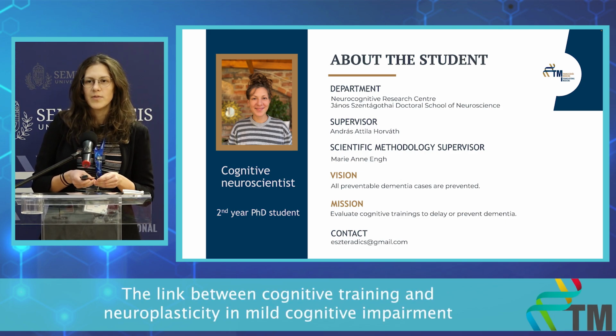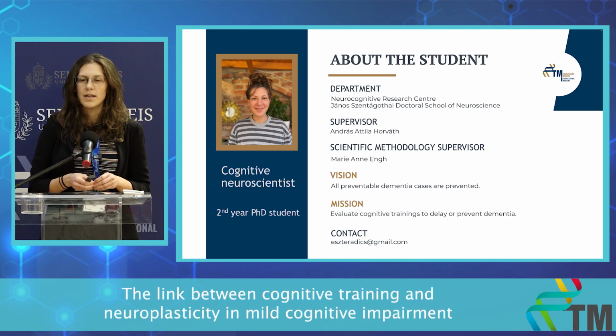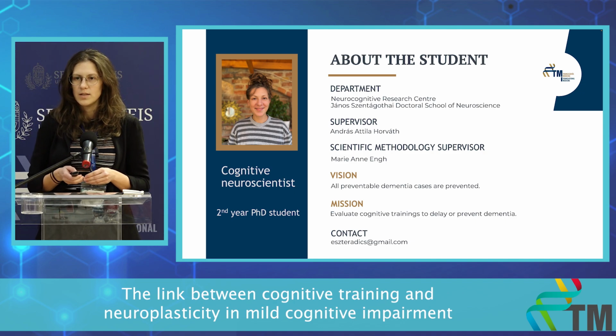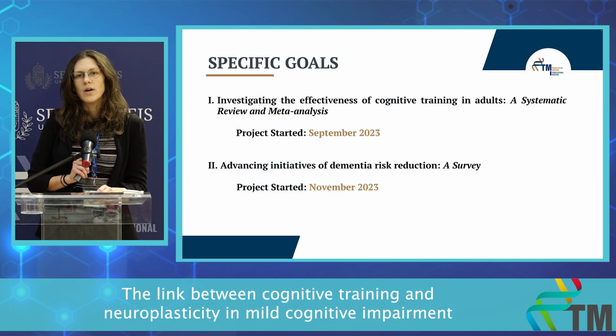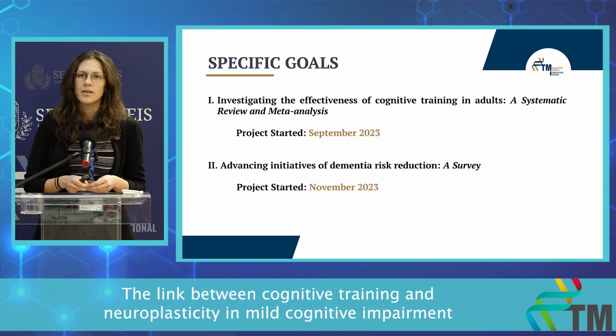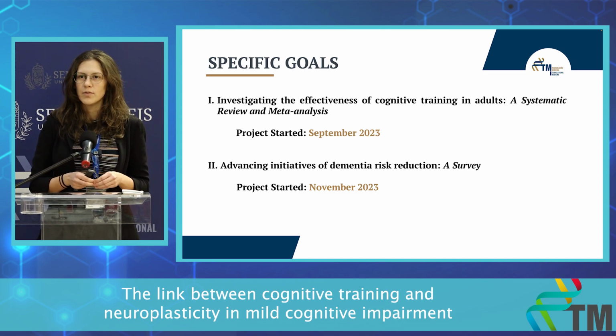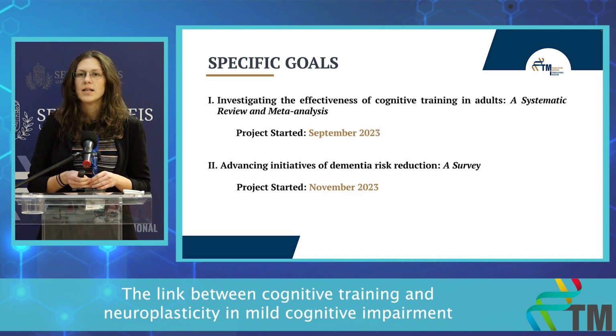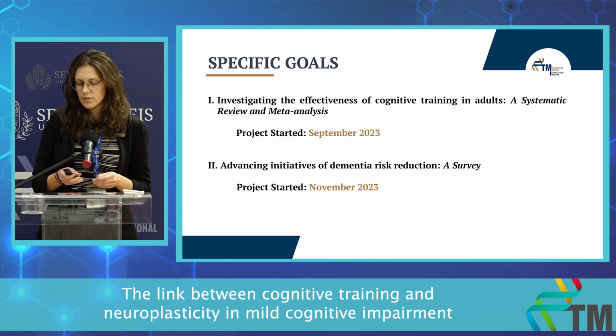And my vision is that all preventable dementia cases are prevented, and my mission is to evaluate cognitive trainings to delay or prevent dementia. So I have two ongoing projects. The first one is investigating the effectiveness of cognitive training in adults. This is a systematic review and a meta-analysis. And the second one is advancing initiatives of dementia risk reduction, which is a survey.